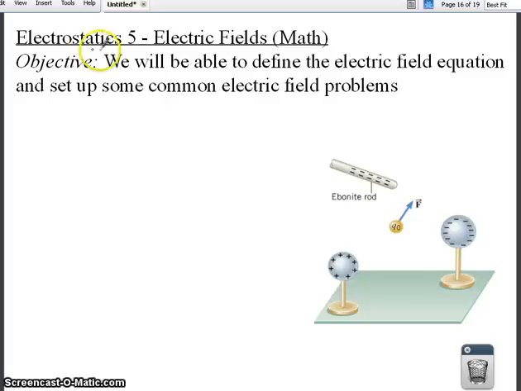Welcome to this lesson on Electrostatics 5, electric fields, the math portion of it. Today, we will be able to define the electric field equation and set up some common electric field problems.